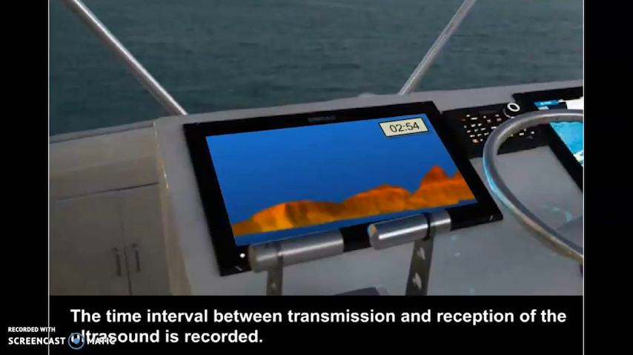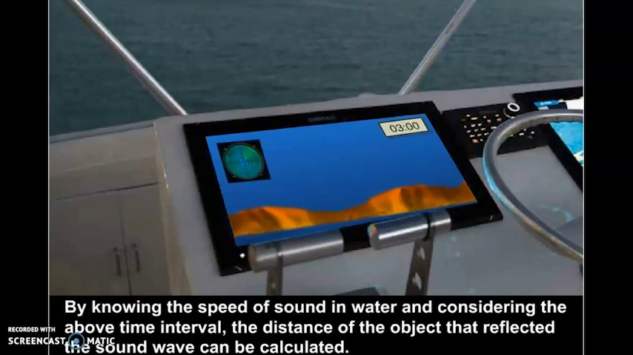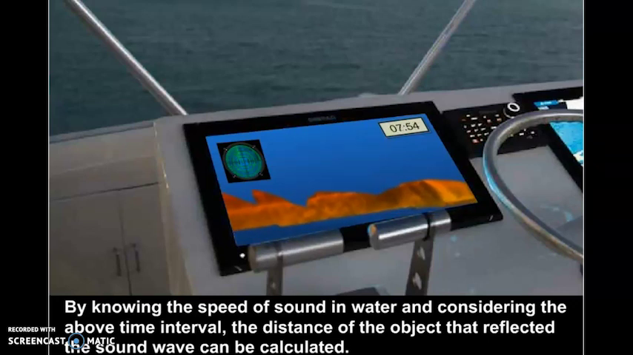If we know the time taken for the ultrasonic sound wave to reach down and come back to the detector, and we know the speed of sound, we can find the distance between the ship and the seabed. By knowing the speed of sound in water and considering the above time interval, the distance of the object that reflected the sound wave can be calculated. How can we calculate?